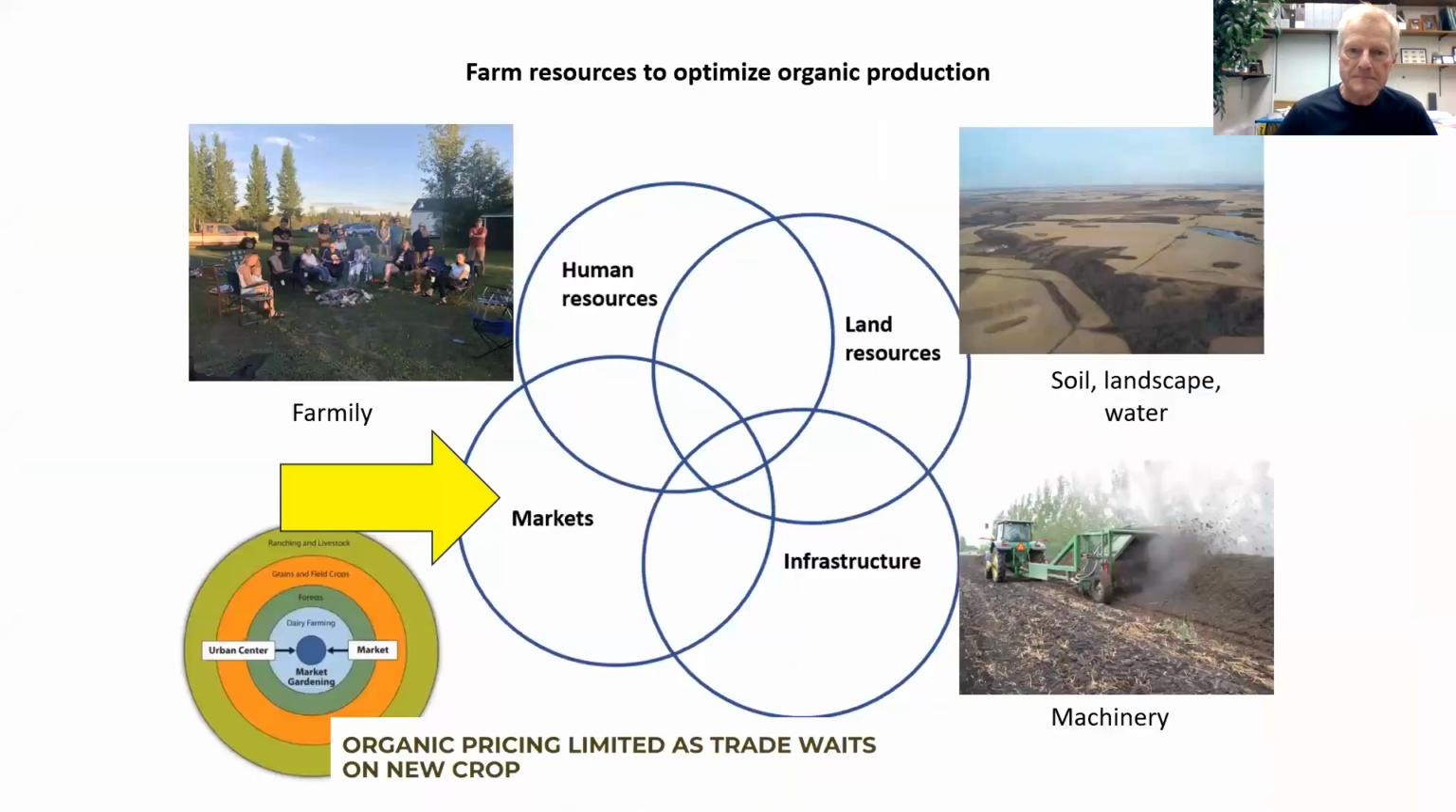And then finally, we have markets. And there's other parts of the farm that maybe I'm not spending time on. These are the big four that come to my mind. So when we think about markets, I think this is something that farmers have a fairly good handle on. There are improving price discovery systems for organic crops. And I said at the bottom here, organic pricing limited as trade waits on new crop. That's from the latest Organic Biz magazine.